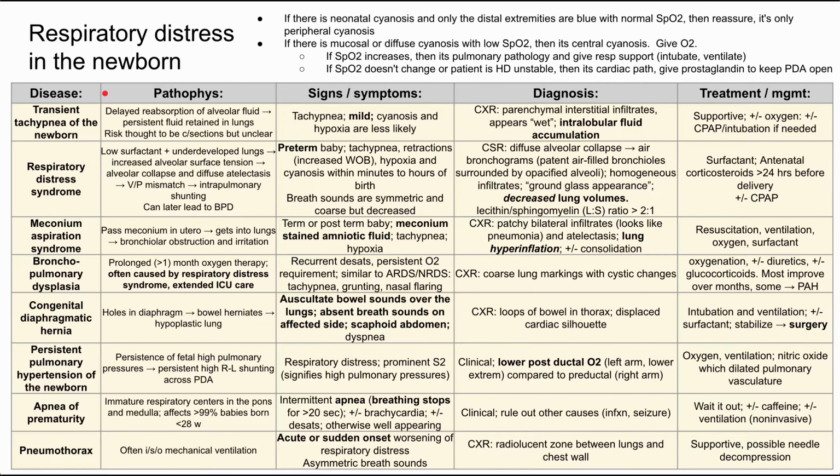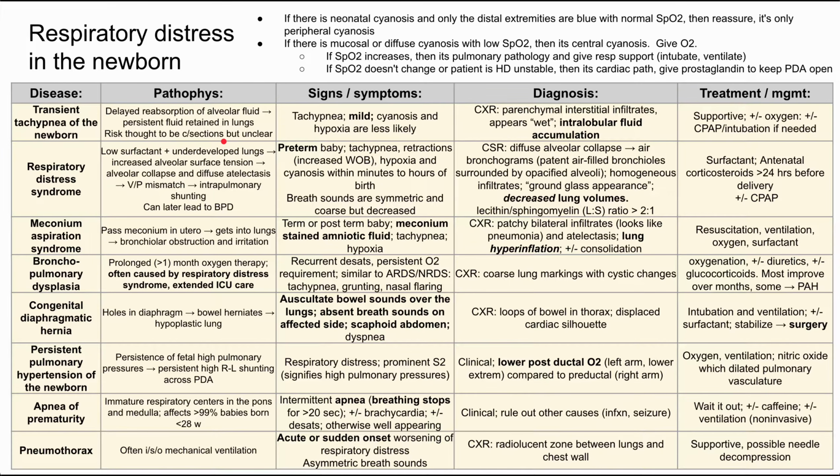The pathophysiology here is delayed reabsorption of alveolar fluid. This results in persistent fluid retained in the lung. The risk is thought to be related to C-sections, but it's unclear. The idea is that if you go through the birth canal, if you go through the vagina, you're kind of squeezing the fluid out of the baby's lungs, but it's not clear if that's held up in studies.